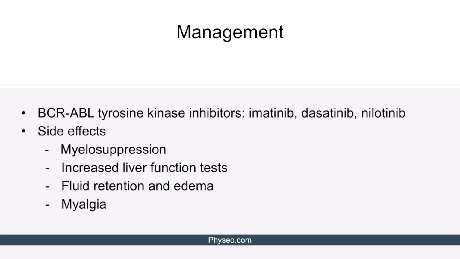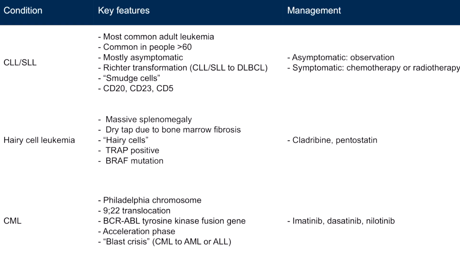The management of CML includes BCR-ABL tyrosine kinase inhibitors such as imatinib, dasatinib, and nilotinib. Side effects of these medications include myelosuppression, increased liver function tests, fluid retention and edema, as well as myalgias. Here is a nice table which summarizes the information we've covered about chronic leukemias. Feel free to pause the video and review this table.